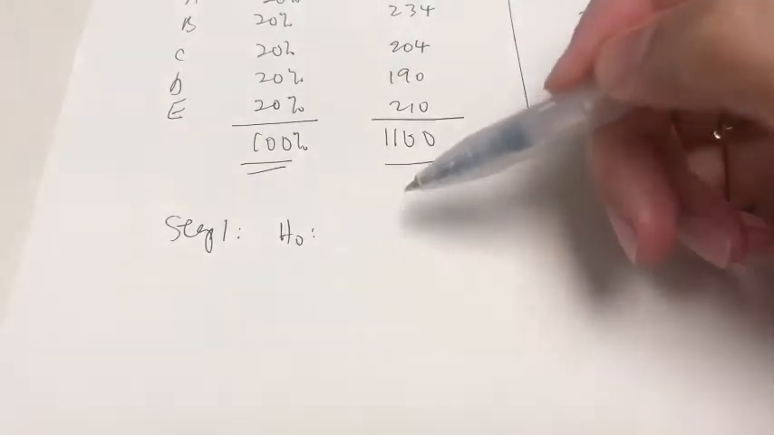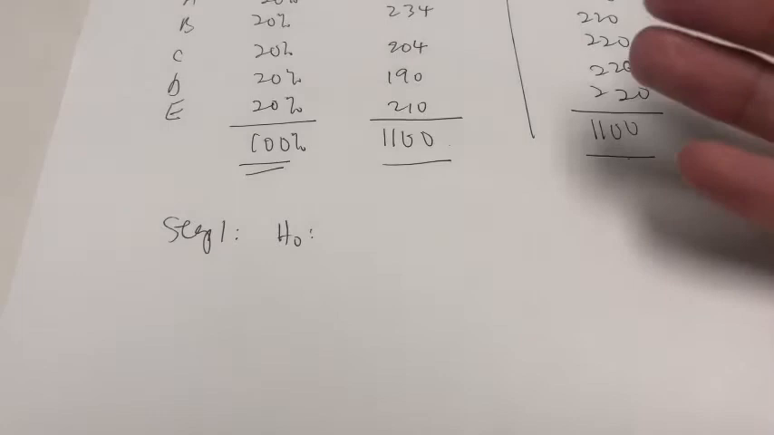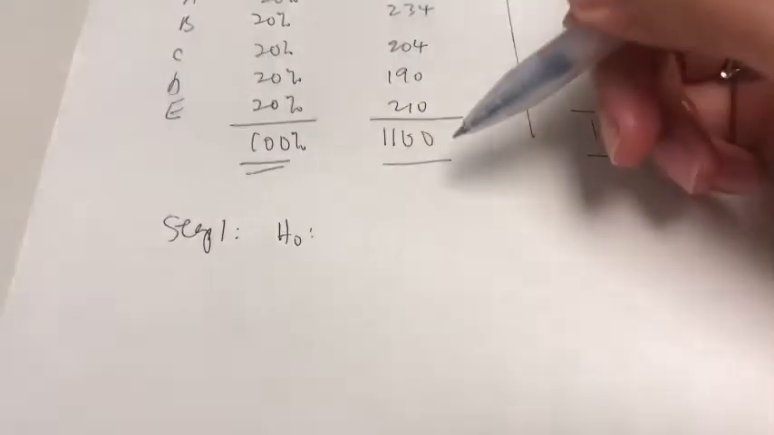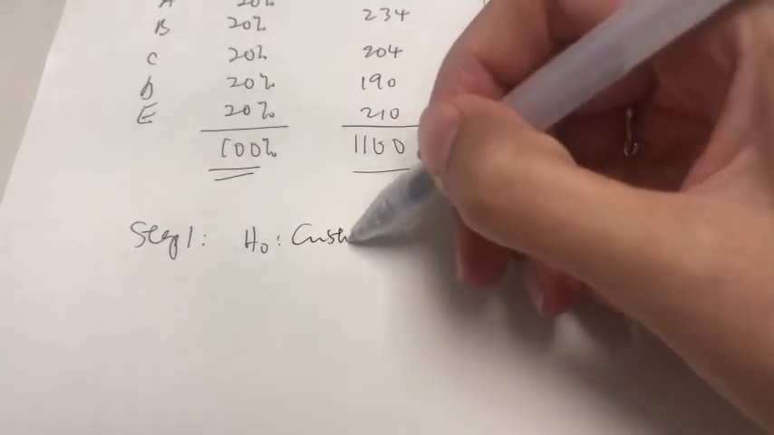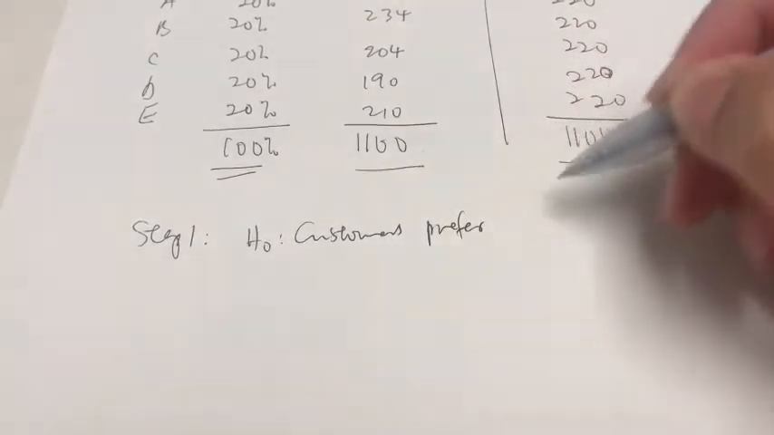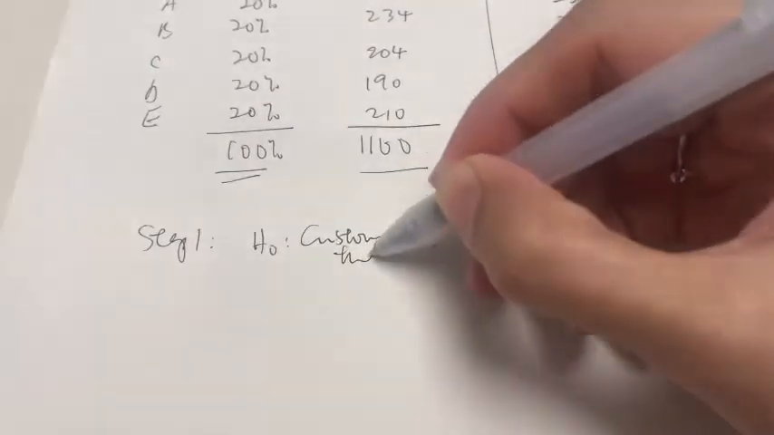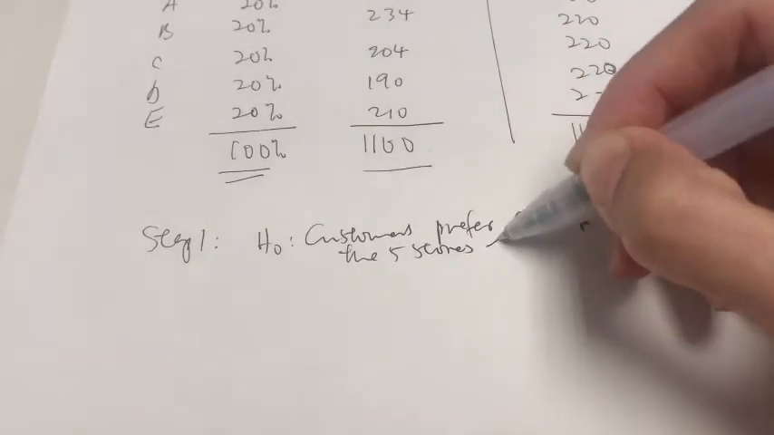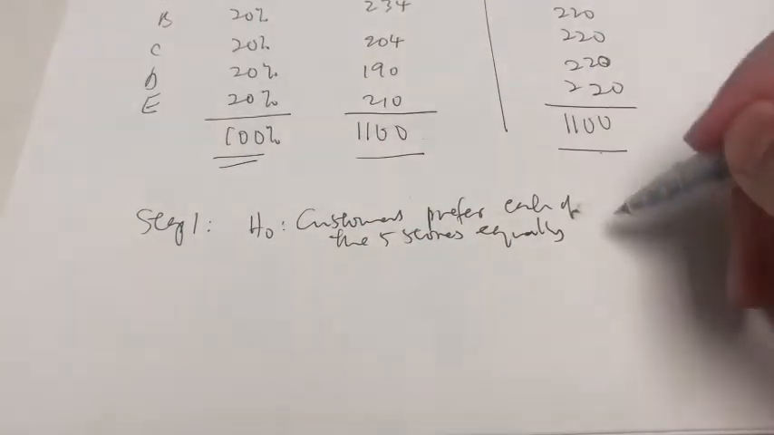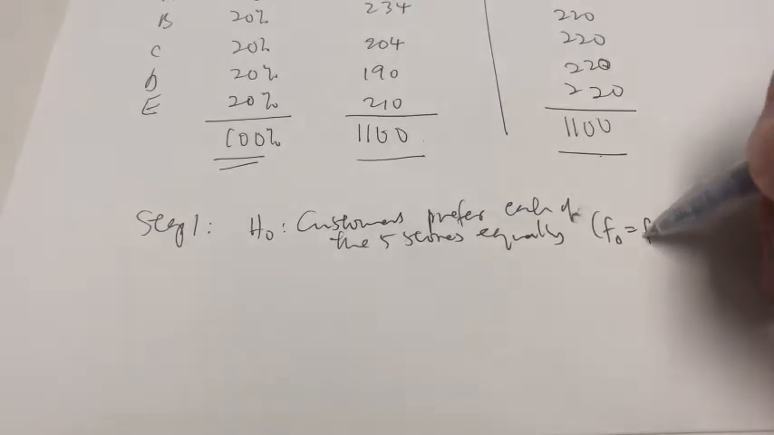So how we write it here is we have to understand the context of the question. In our story here, we know that there are 5 departmental stores. Store A wants to know if the percentage of shoppers who prefer their own store as well as the competitors are the same or not. So we can say the null hypothesis is that customers prefer each of the 5 stores equally. This is just a fancy way of saying that our observed frequencies are equal to our expected frequencies.